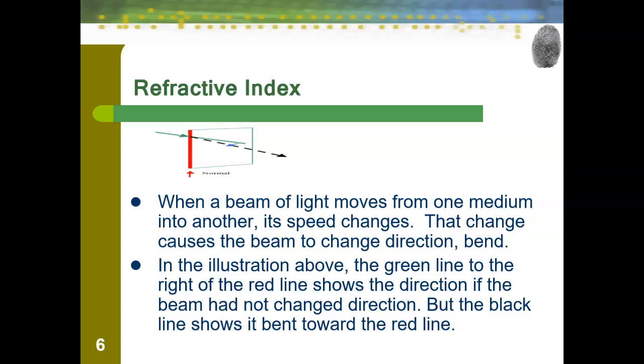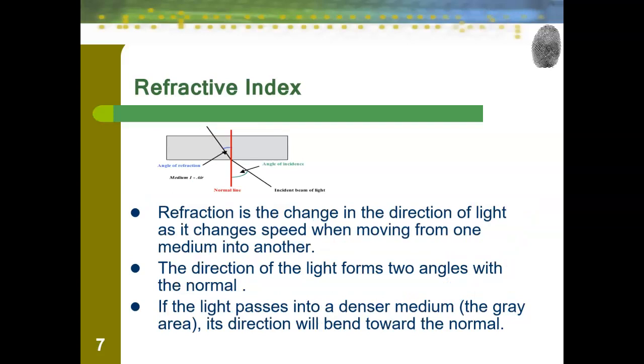So green is showing if it had no refractive index, it didn't move it at all. However, the black line is showing that it's being bent towards what is called that normal line, that center line, indicating that whatever substance that light is passing through does have some sort of refractive index. So let's talk a little bit more about refractive index.